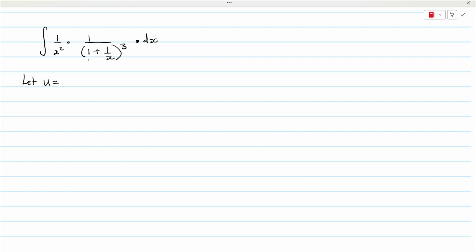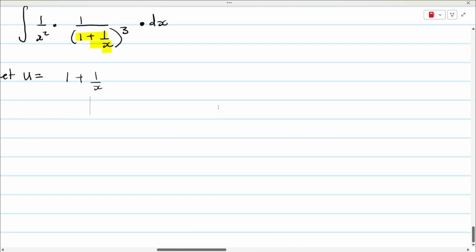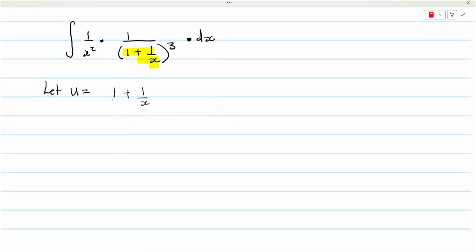So in this case, I see that this portion here at the bottom, I can make into my U. So if I said U is 1 plus 1 all over x, it would be better to then work with. I'll show you just now. So 1 plus 1 all over x. Next, I need to find the derivative of this. So this will be the derivative, du all over dx, is equal to 1 plus 1 all over x.